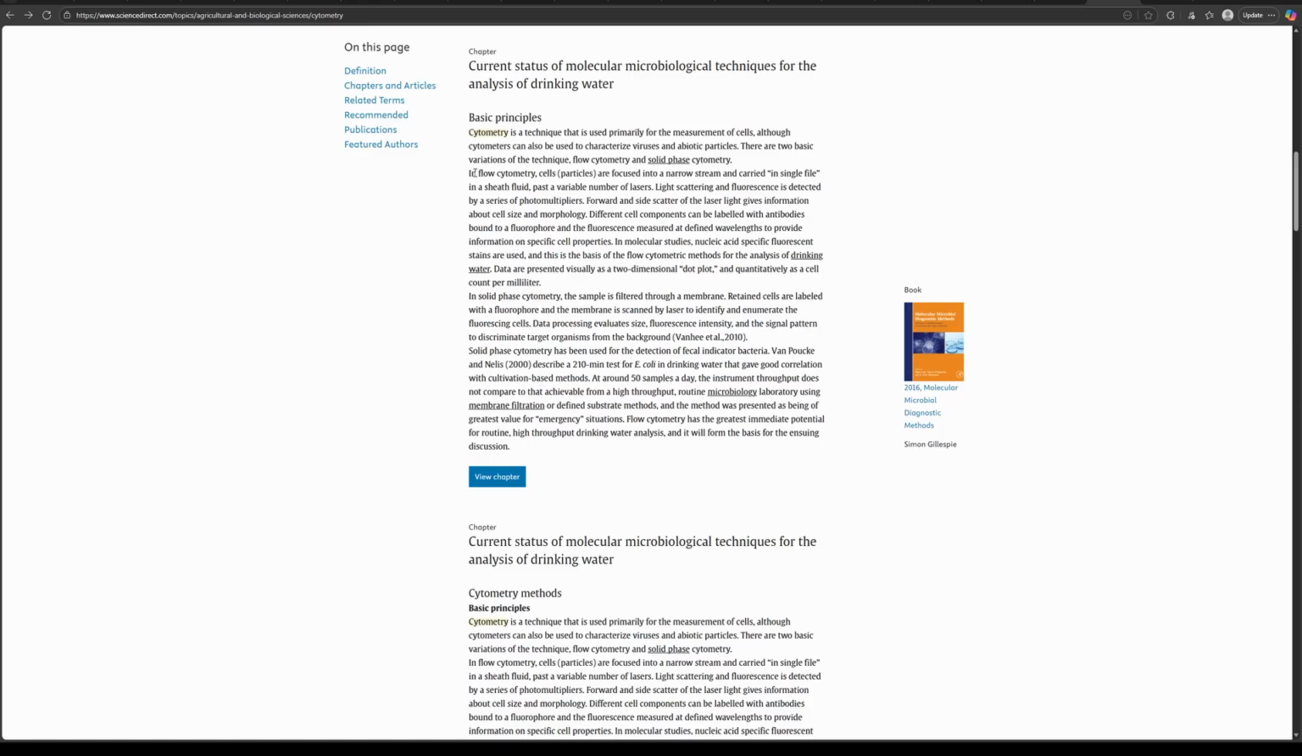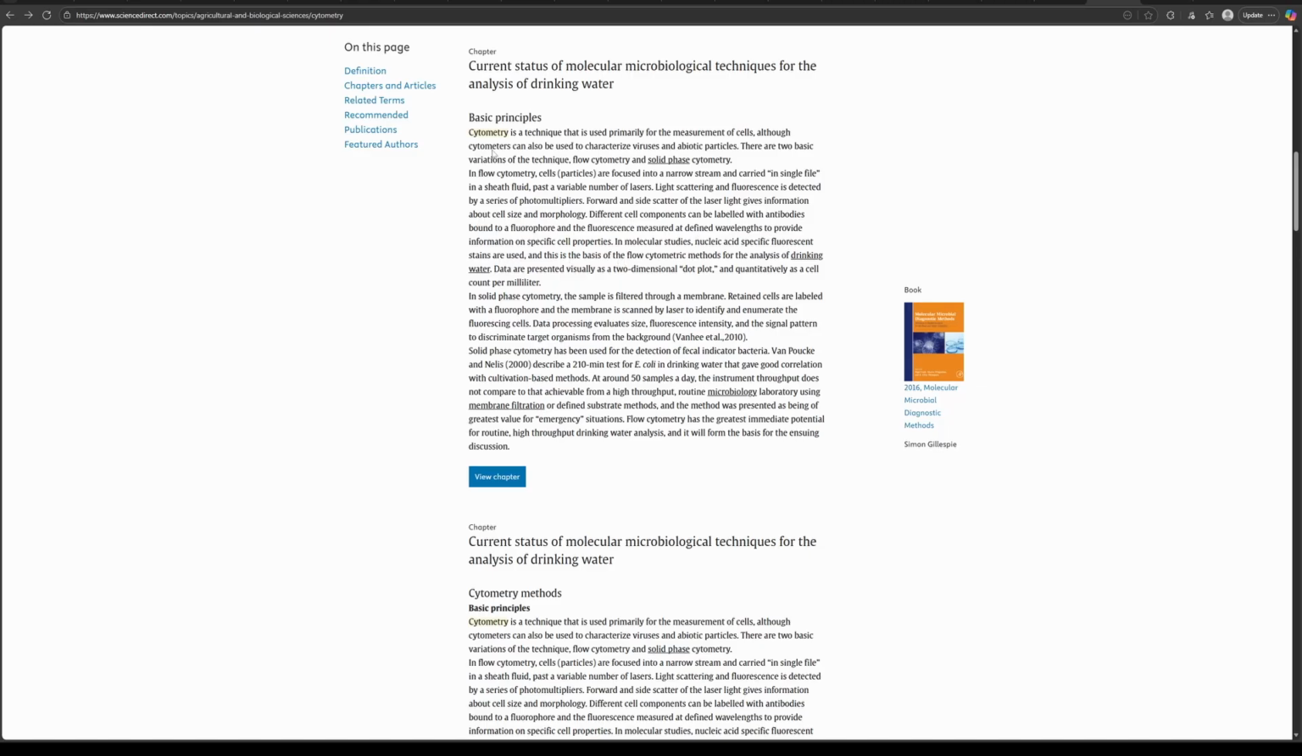Here we go. In flow cytometry, cells are focused into a narrow stream and carried in a single file in a sheath fluid past a variable number of lasers. Light scattering and fluorescence is detected by a series of photomultipliers. Forward and side scatter of the laser light gives information about cell size and morphology. Different cell components can be labeled with antibodies bound to a fluorophore, so same thing as fluorescence microscopy, and the fluorescence measured at defined wavelengths to provide information. Nucleic acid fluorescent stains are used.